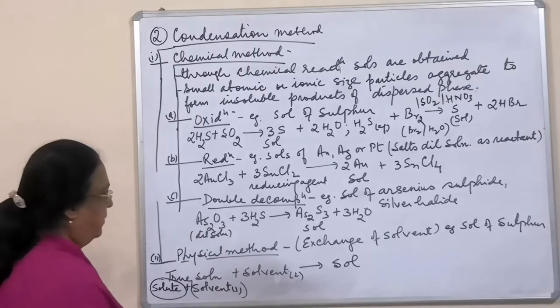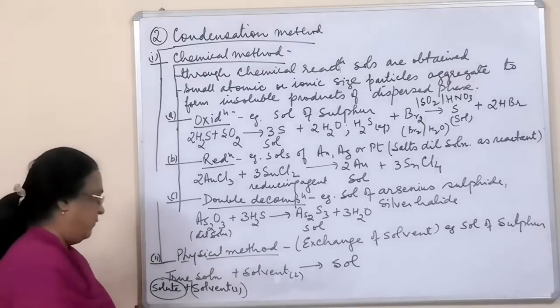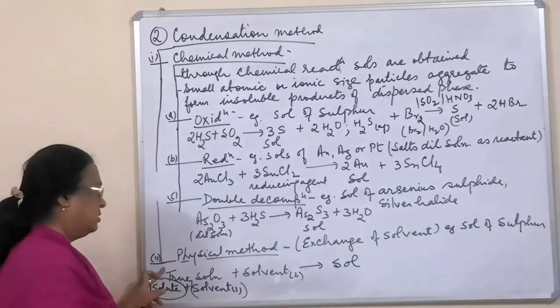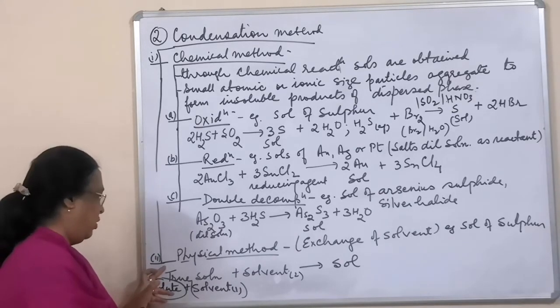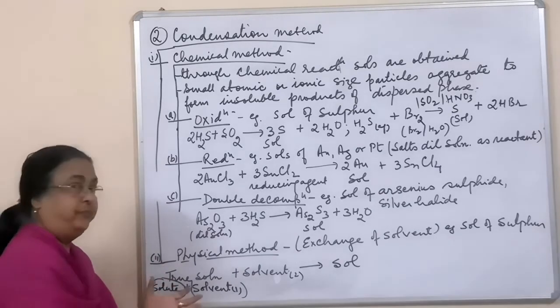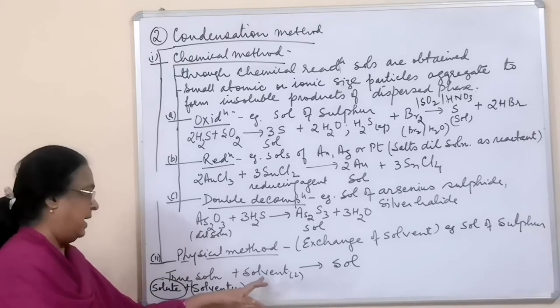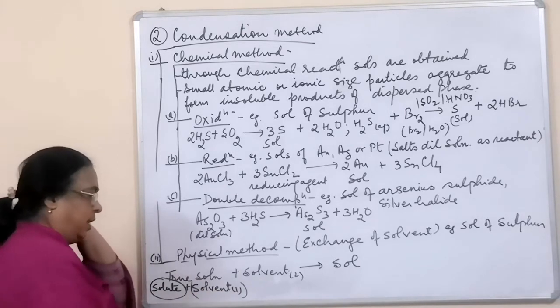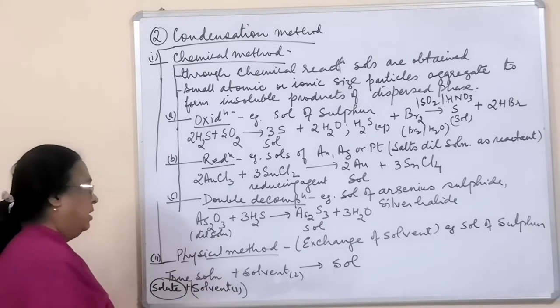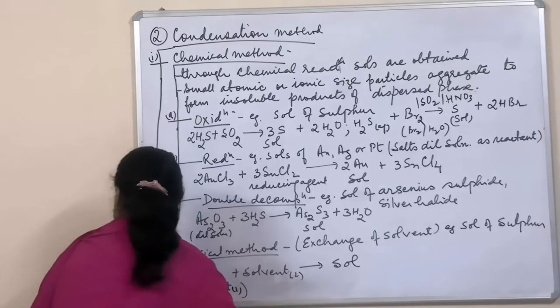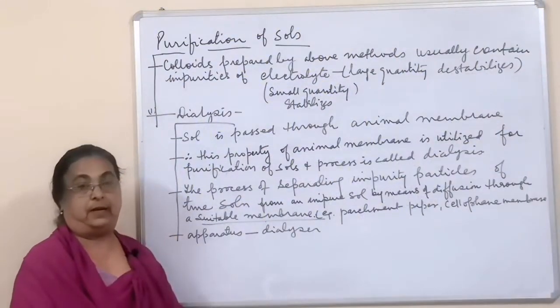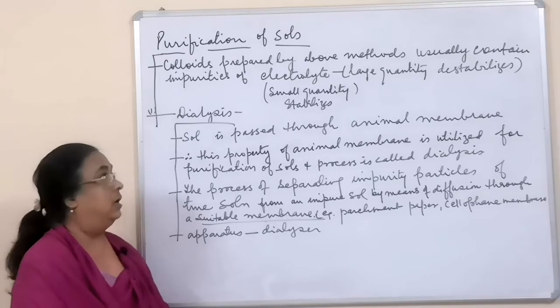So this way we are preparing it. If you have to prepare a sol of sulfur, you will use a solution of sulfur dissolved in alcohol, that will be the true solution of sulfur in alcohol, and sulfur is not soluble in water, so you will add the second solvent, water, and then what will happen? You will obtain the sol of sulfur. This is how sols are prepared by different methods.